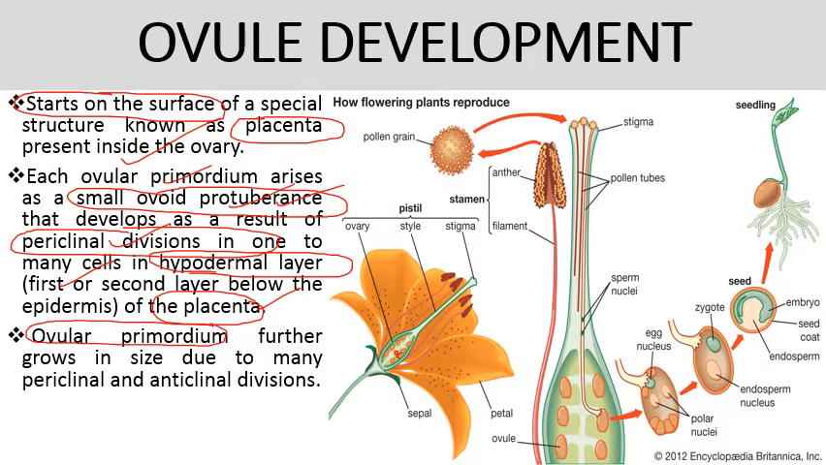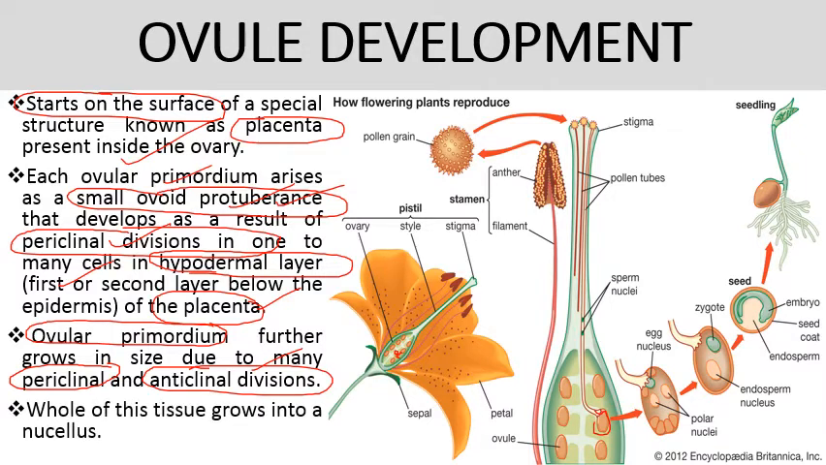This ovular primordium will further grow in size due to many periclinal as well as anticlinal divisions. I have already discussed these divisions. Because of this, the ovular primordium further grows in size. Then the whole of this tissue grows into a nucellus. Whatever tissue forms inside grows into a nucellus, which will be a nutritive tissue.